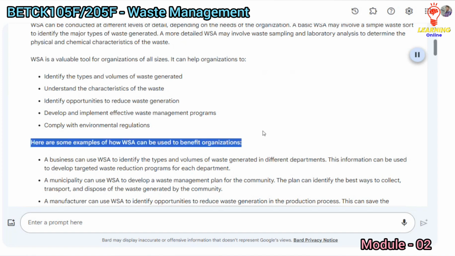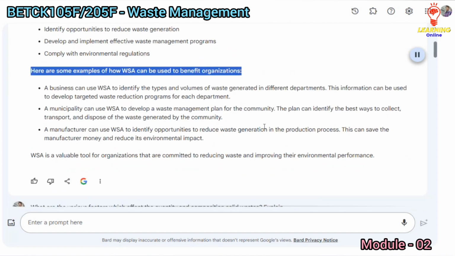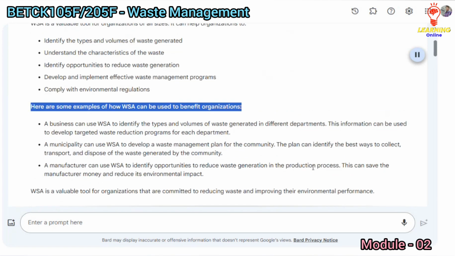Here are some examples of how WSA can be used to benefit organizations. A business can use WSA to identify the types and volumes of waste generated in different departments. This information can be used to develop targeted waste reduction programs for each department. A municipality can use WSA to develop a waste management plan for the community. The plan can identify the best ways to collect, transport, and dispose of the waste generated by the community.